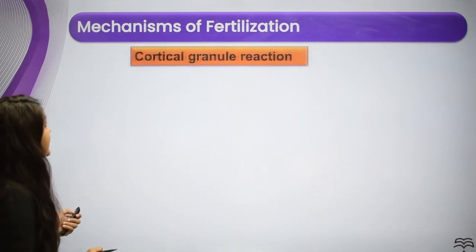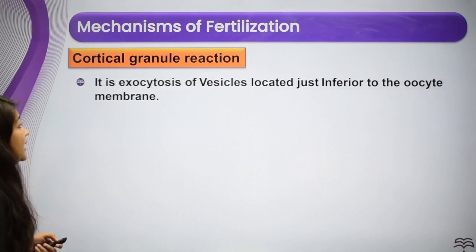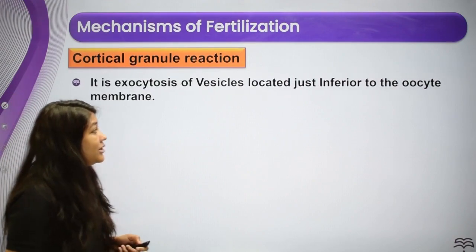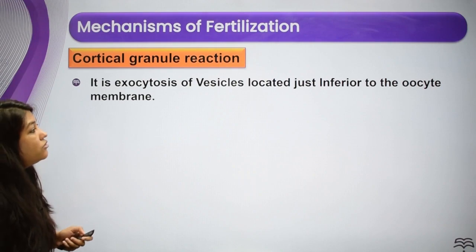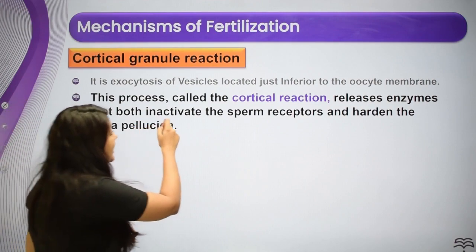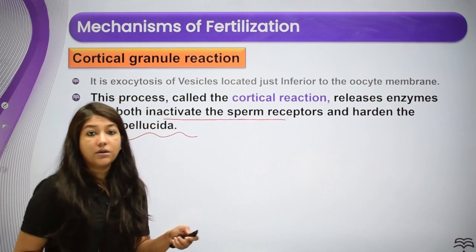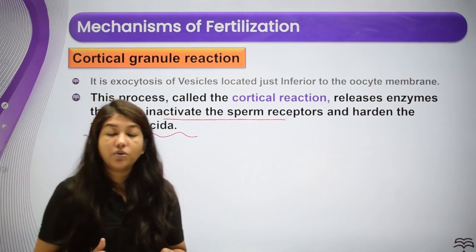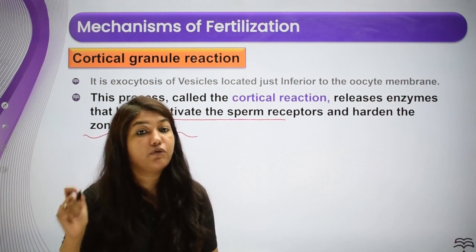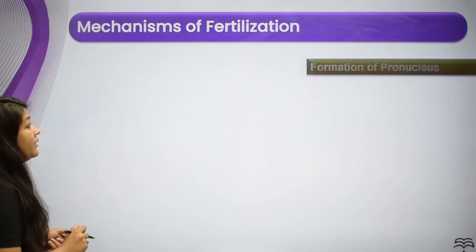Now next, let's talk about the cortical granule reaction. So see, it is exocytosis of the vesicles located just inferior to the oocyte membrane. This process, called the cortical reaction, releases enzymes that both inactivate the sperm receptor and harden the zona pellucida. Right, zona pellucida harden हो जाएगा तो कोई भी दूसरा sperm जो है वो penetrate नहीं कर पाएगा. And that is the idea of the cortical reaction.